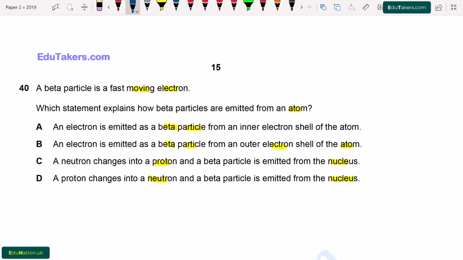So first of all, I consider here is neutron. It changes into proton and then there should be the emission of electrons from the nucleus. So from here, option C is correct. D option is also incorrect.